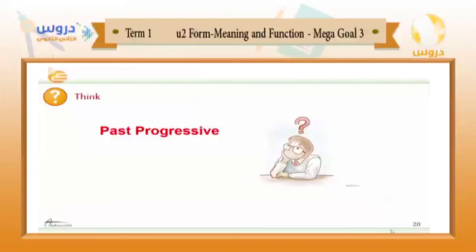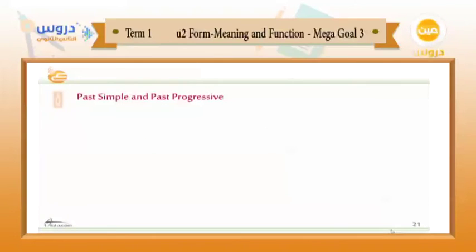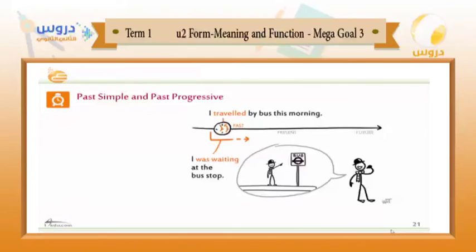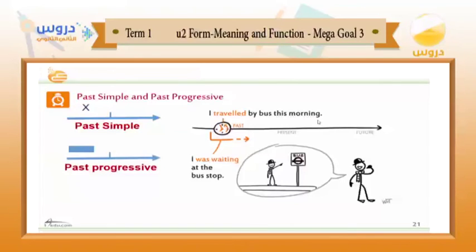Now, think about past progressive. It is close to used to. Past progressive, I'll give you now two examples. The first example is for simple past, or past simple. He says, I traveled by the bus this morning. And another example, this example is for past progressive. I was waiting at the bus stop.